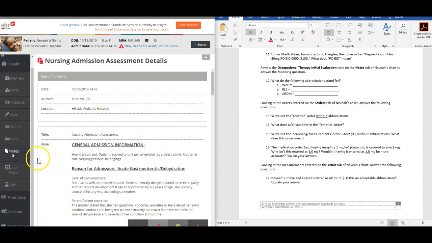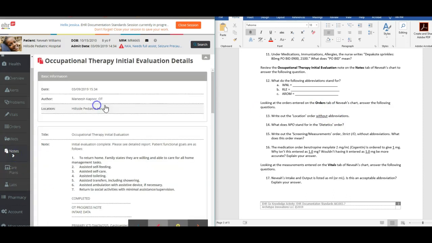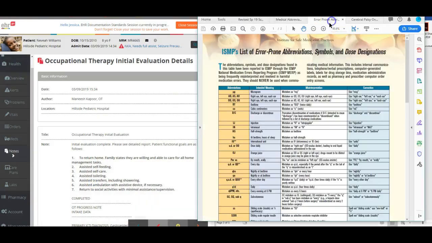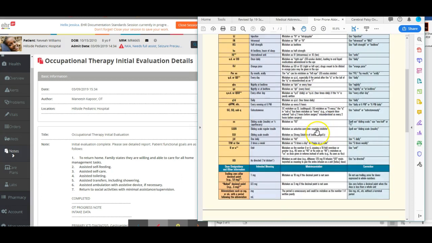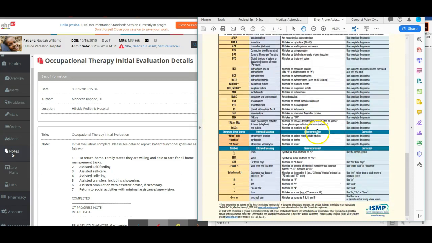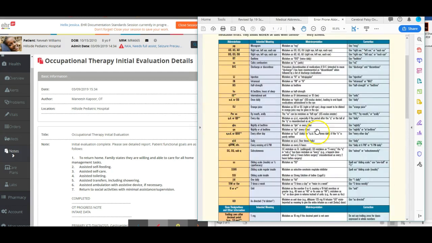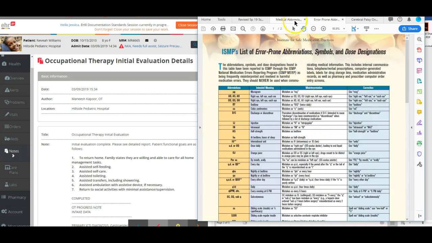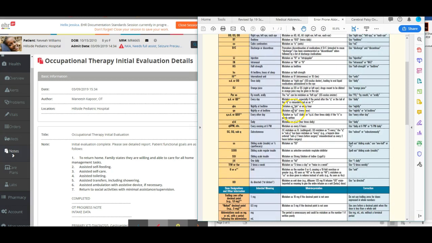And then you want to go and review the occupational therapy initial evaluation note here to answer these questions. And again, use your resources over here for the abbreviations and also the error-prone abbreviations. So this is another handy list for you to keep track of or to make note cards from or to add to your little handy-dandy clinical notebook for your externship to make sure that you do not use these abbreviations because they are error-prone abbreviations. So these are abbreviations that you should not use.